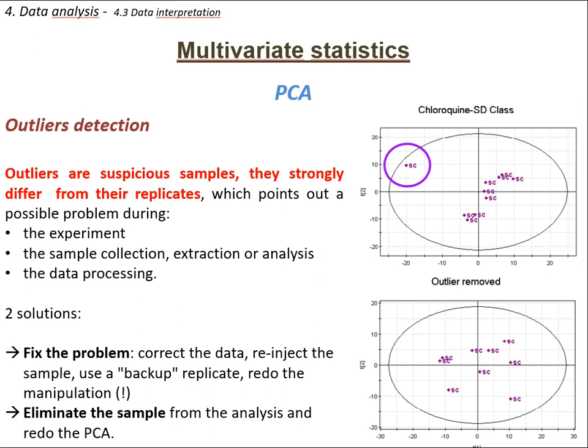So this is the hard way, but the easier way is to just eliminate the sample from the analysis and do the principal component analysis again. And this time you find that there is no outliers. So maybe with this sample, something was wrong, and you can reasonably discard it from the analysis because it is atypical and it's not going to help you understand the biological processes in your experiment.